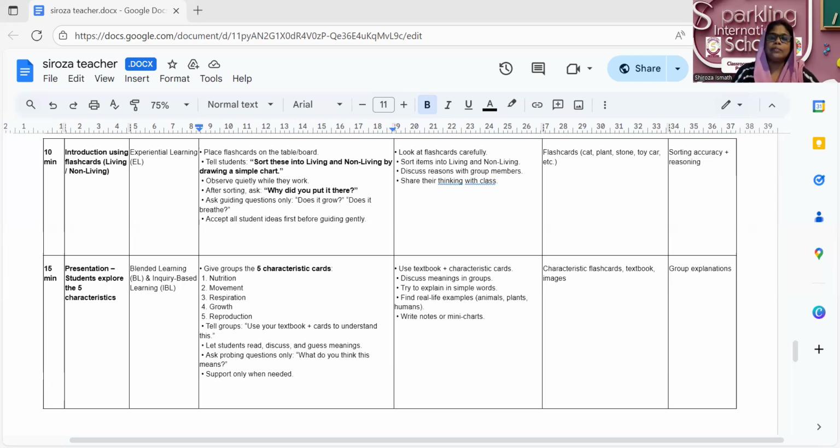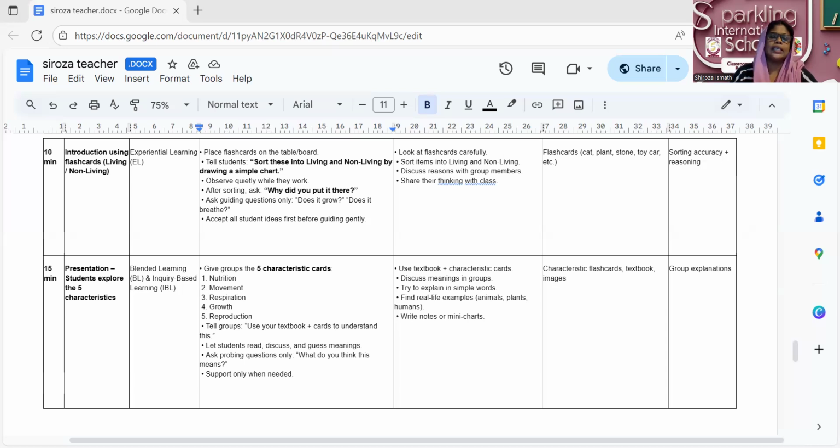For the first 10 minutes, I will start with an introduction using flashcards to help students recall their previous knowledge about living things and non-living things. The teaching method I use here is experiential learning, because I want students to learn by doing. Learning by doing is the experiential learning method.